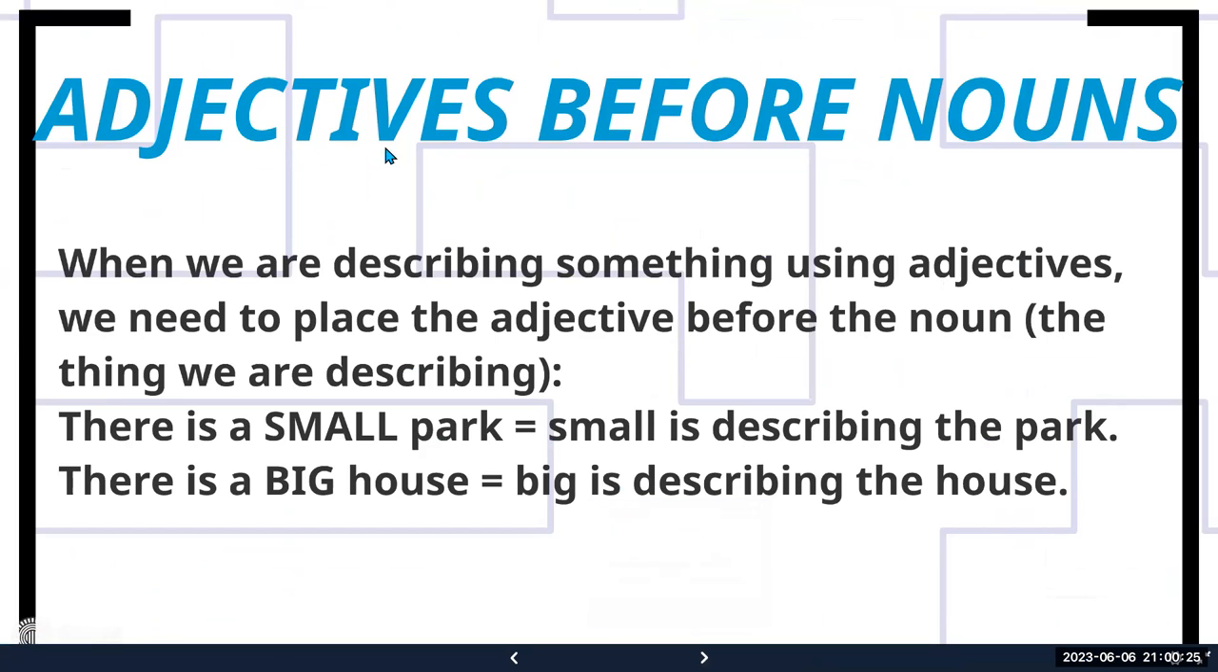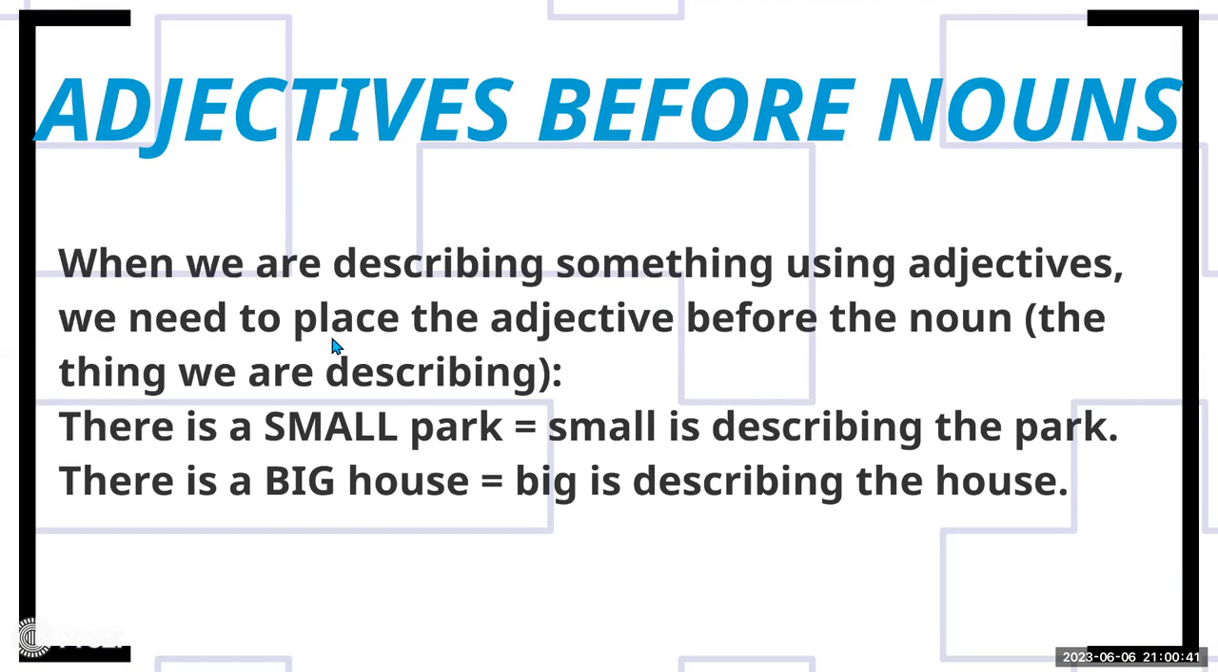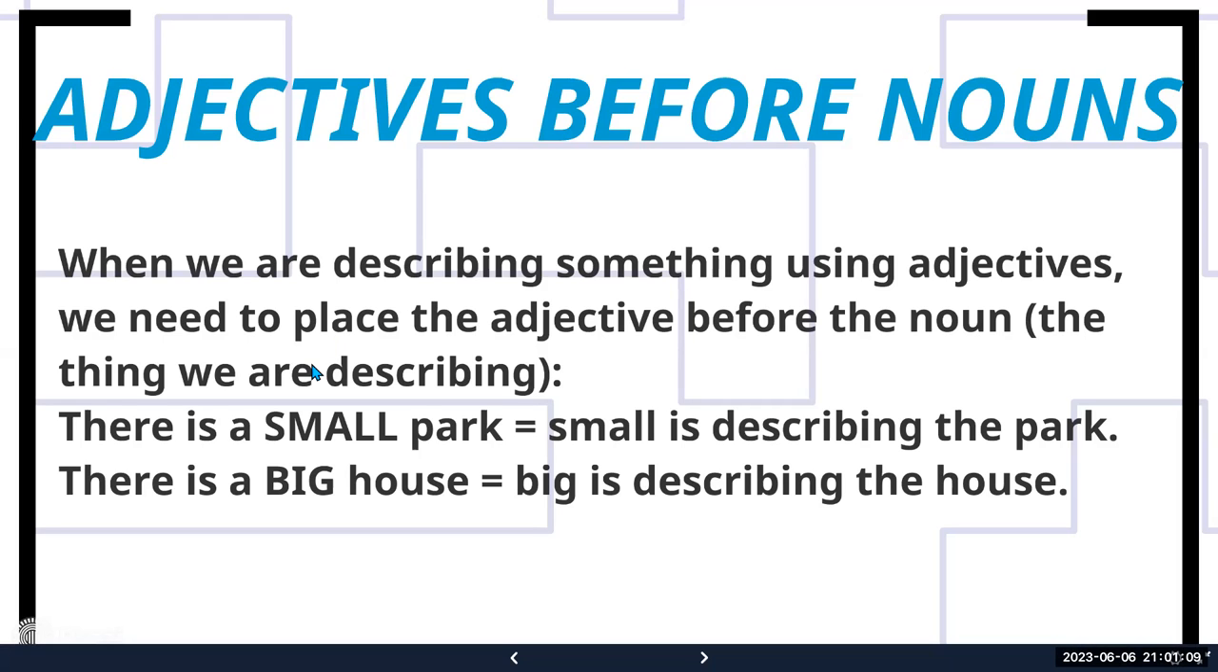Okay, take a look at these two: adjectives before nouns. When we are describing something with an adjective, we need to place the adjective before the noun, the thing we are describing. For example, there is a small park. Small is describing the park. La palabra small está describiendo aquí el parque. And the next example says there is a big house. Big is describing the house. Entonces, esos son los adjetivos antes de un nombre. Ellos están describiendo lo que está alrededor de ellos.